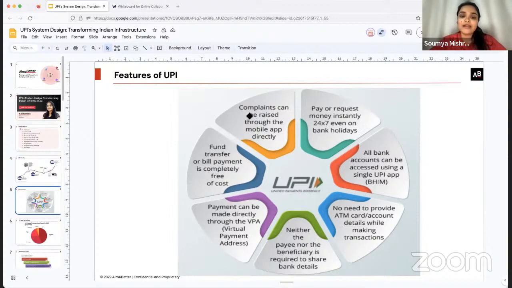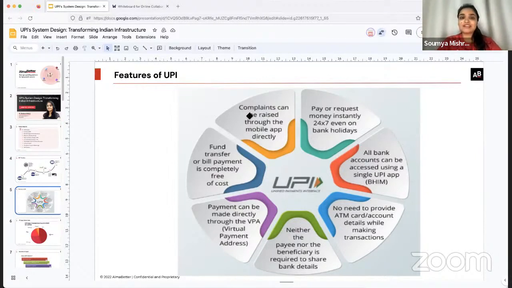And then complaints can be raised via mobile app. So you have PhonePe, you have Google Pay, whatever you use, they have got their own support. Say there was a fraudulent transaction, or some transaction got debited but didn't get credited in the beneficiary's account. It's very easy for you to just open the app, chat to the representative and get it sorted. So these are features of UPI.